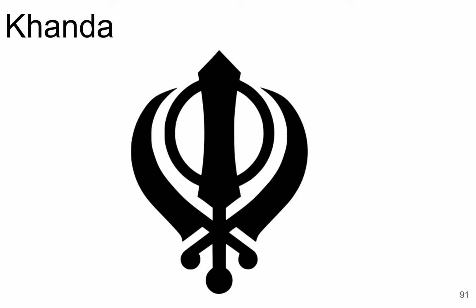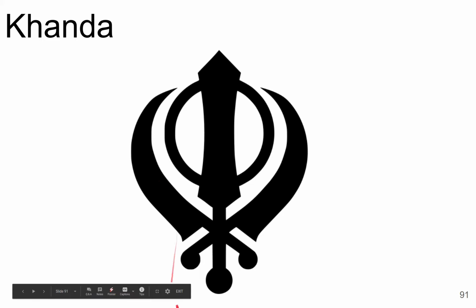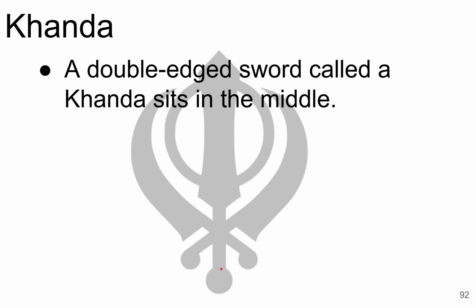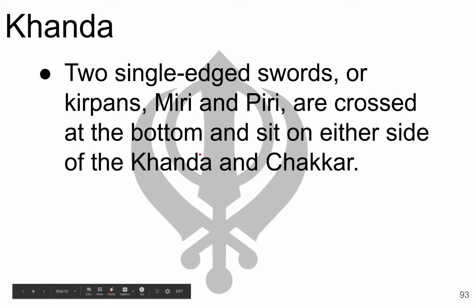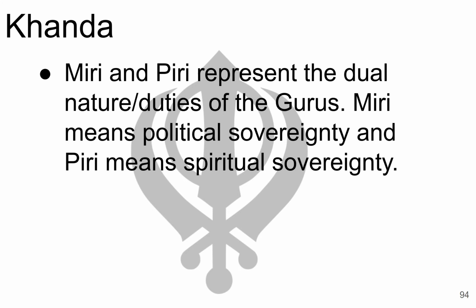One of the Sikh symbols is the khanda, and this is about to get confusing because this whole thing is the khanda, but this sword in the middle is also a khanda. So there's a double-edged sword called a khanda that sits in the middle. The circular weapon, the chakra, surrounds the khanda. And then there's two single-edged swords, or kirpans, Miri and Piri, crossed at the bottom and sit on either side of the khanda and the chakra. Miri and Piri represent the dual nature of the gurus, representing political and spiritual sovereignty.